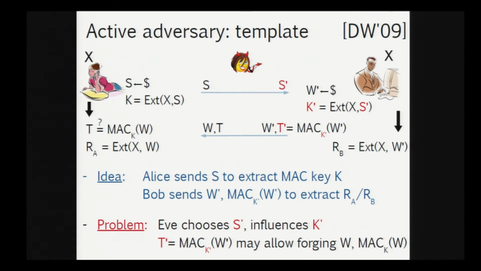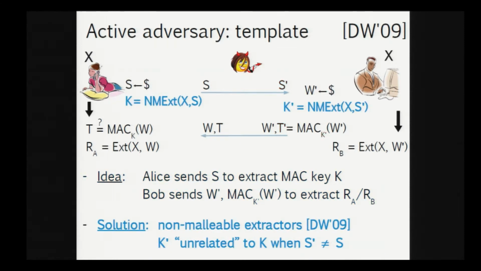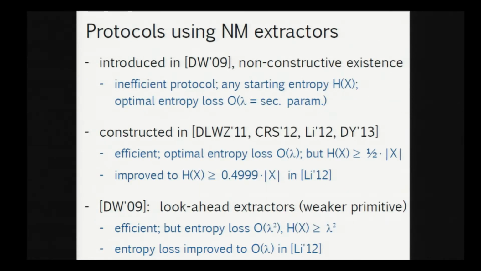Okay, so to solve this problem, Dodis and Wichs introduced the notion of a non-malleable extractor. And here, a non-malleable extractor means that even if Eve sees the output of the extractor on some related seed S prime, Alice's key K still looks uniform to her, and so she can't forge the MAC. Okay, so this is a very widely used template preceding our work. And here are a few protocols that use this template.